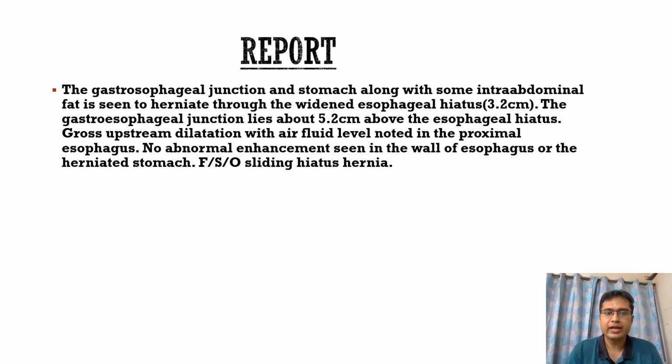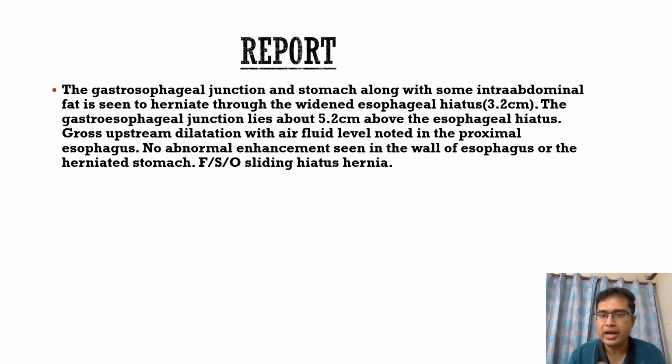So this is the report that I had given. The gastroesophageal junction and the stomach along with some intra-abdominal fat were seen to herniate through the widened esophageal hiatus. It is important to mention the diameter of the esophageal hiatus, and the gastroesophageal junction lies about 5.2 centimeters above the esophageal hiatus. This distance of the gastroesophageal junction from the esophageal hiatus is an important point to be mentioned, along with some dilatation of the proximal part of the esophagus that was seen as mediastinal widening on the topogram.